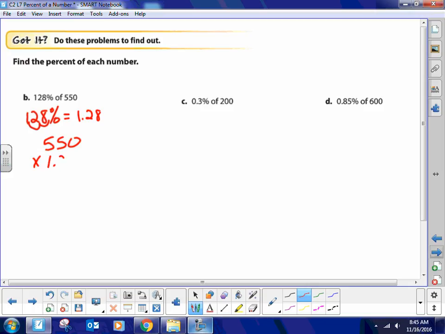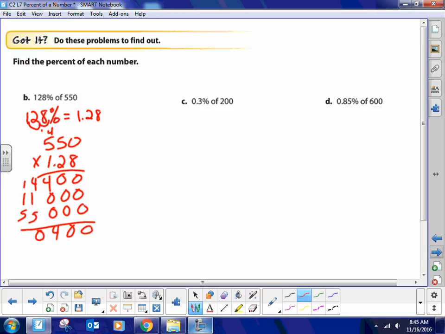Multiply it by 1.28. Carry the 4. That's 44. Carry the 1. That's 11. 0, 0. I got to give 2 zeros. Now 0, 5, 5. 0, 0, 4, 0. 700. Well, I got to give it 2, so this is equal to 704.